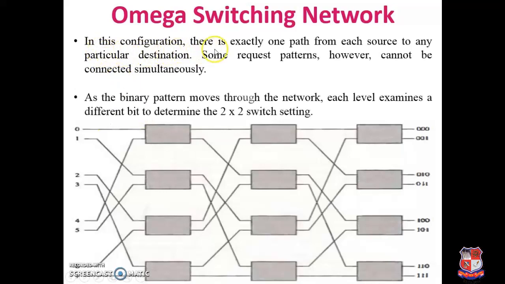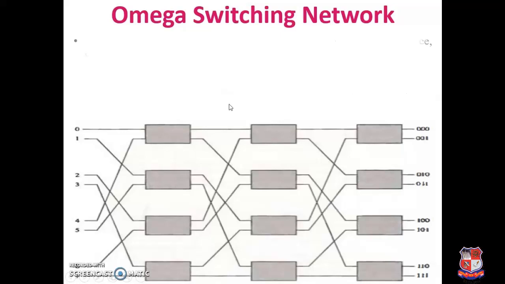In this configuration there is exactly one path from each source to any particular destination. Some request patterns, however, cannot be connected simultaneously. As the binary pattern moves through the network, each level examines a different bit to determine the 2x2 switch setting. We will discuss later on how it can generate a pattern and how it can reach from source to destination.